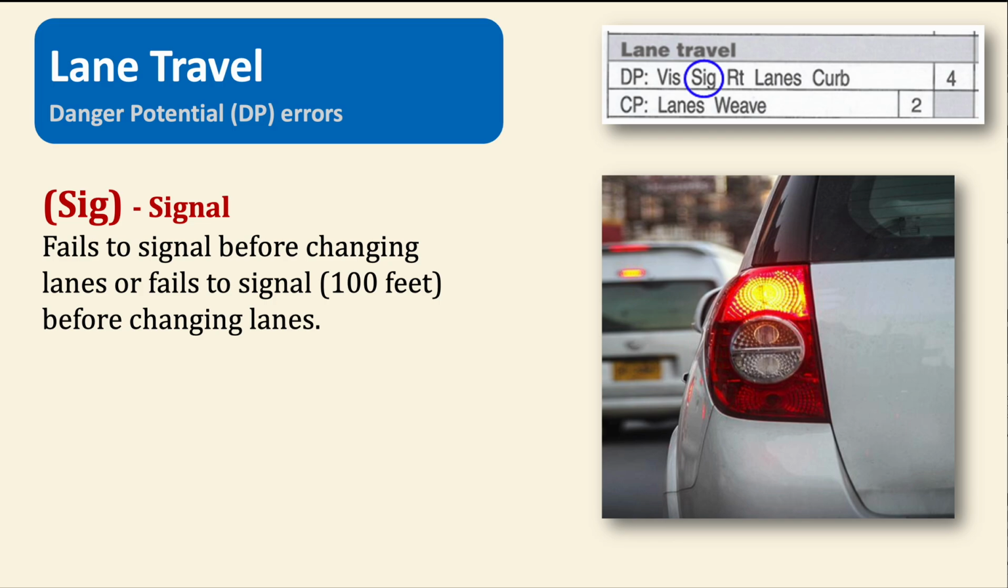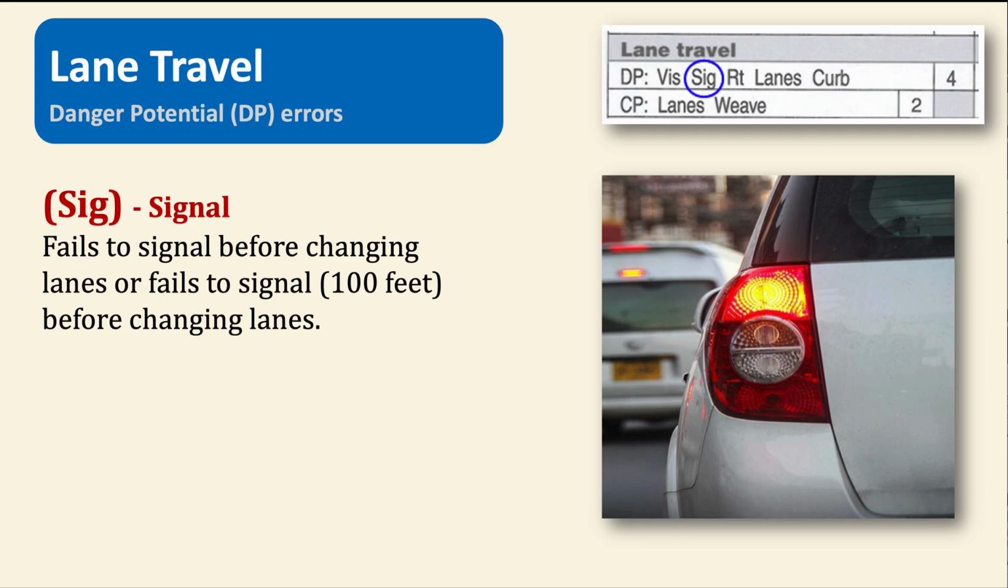Signal. If the applicant fails to signal before changing lanes, or fails to signal at least 100 feet before changing lanes, and you go, well, how much is 100 feet? You can imagine about 5 car lengths, or if you have broken white lines on your road, about 3 of those. The white lines are a federal standard of 10 feet in length with 30 feet of space in between them. And so 3 of them is roughly 100 feet.